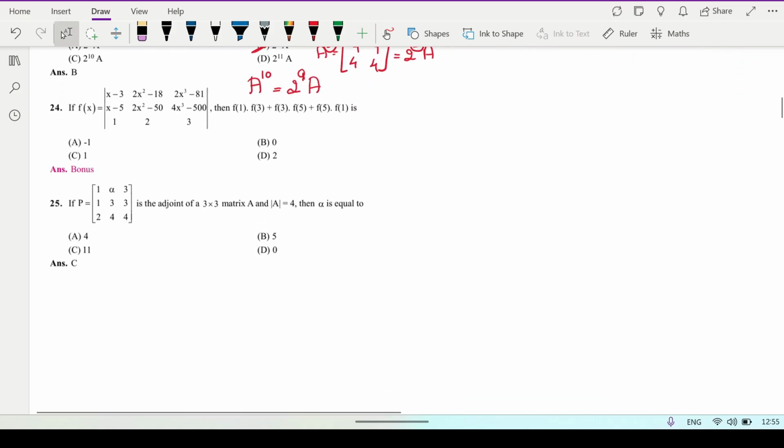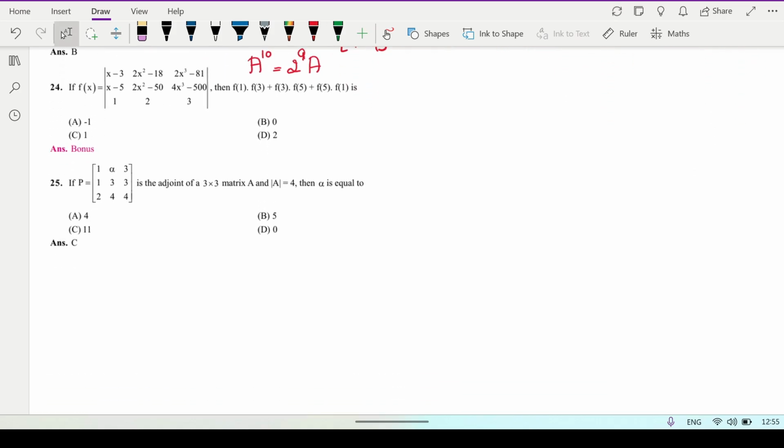For the 24th question, there is no answer which is matching the question. So, we will not discuss here. We will move on to the 25th question.